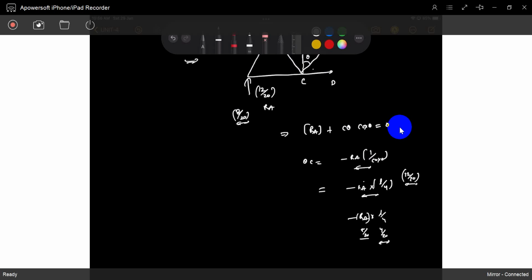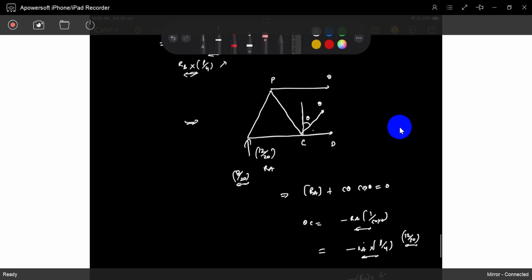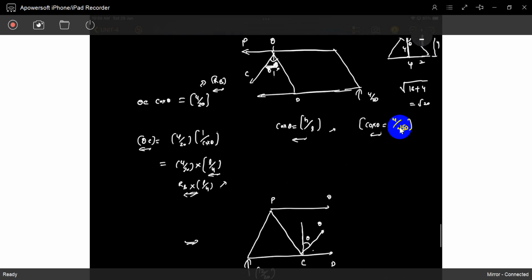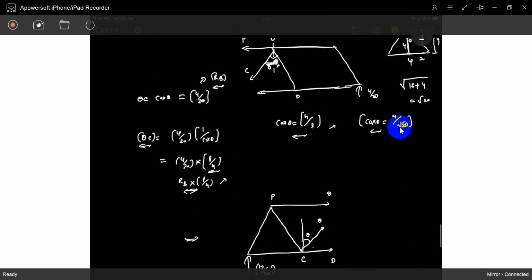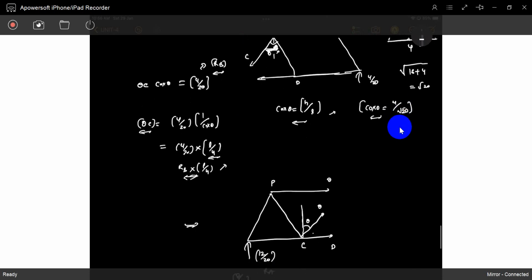So now you can observe it. The influence line for QC, up to the load at C, is equal to RB multiplied with L by H. And also it's a tension.